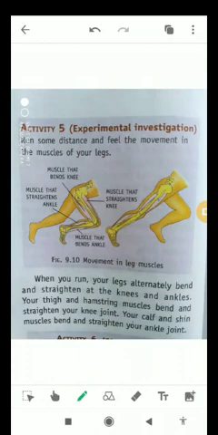When you run, your legs alternately bend and straighten in the knees and ankles. Your thigh and hamstrings muscles bend and straighten your knee joint. Your calf and shin muscles bend and straighten your ankle joint.